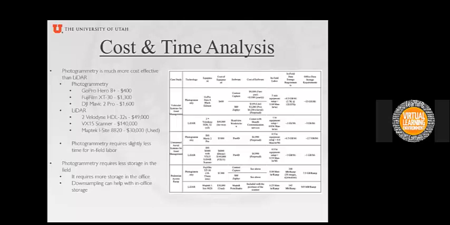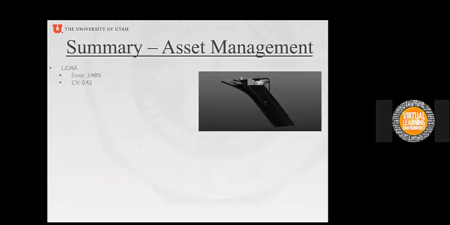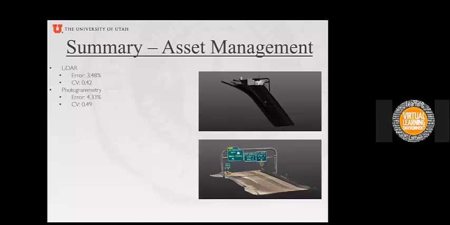We'll go through a summary for you guys. LiDAR had an error of 3.48% and a CV of 0.42. And photogrammetry had an error of 4.33% and a CV of 0.41. So very close in their errors, and LiDAR had slightly more uniform distribution of points. That's what this coefficient of variation is referring to in these models, their distribution of points. And the lower that coefficient of variation, the less variability within that model.